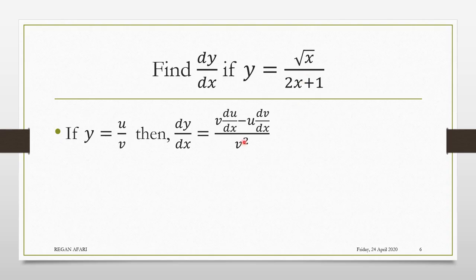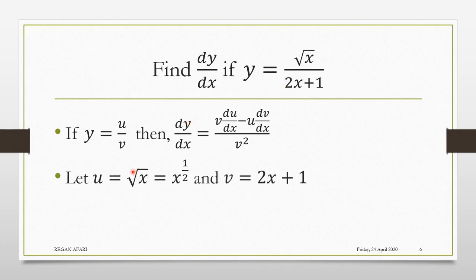It works with the same principle. I would advise you to always quote your formula. It will help you to know what you are doing. So let u be equal to the first one, okay, and then v be equal to the second one. So u is equal to the first one, but root of x means x raised to the power half. All right, it is nice to write it in index form so that the differentiation will be simple for you.